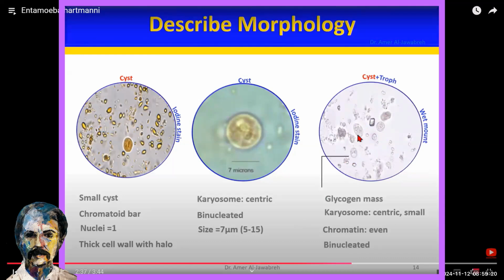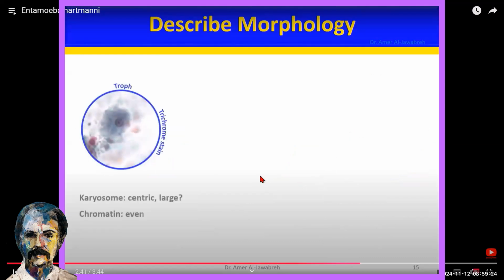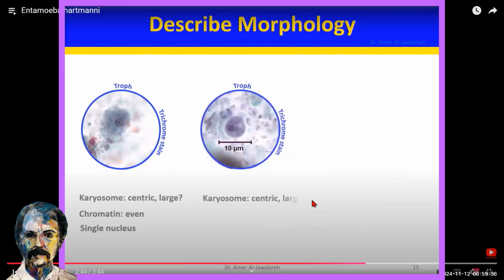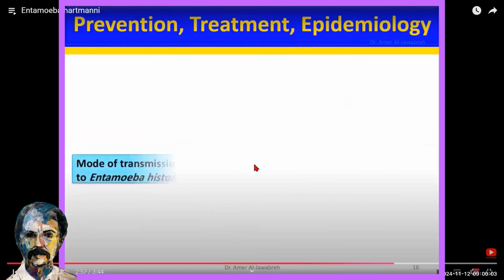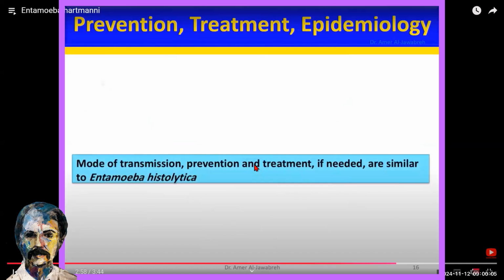Okay, chromatin is even here. This is a trophozoite, and you can see here one nucleus, karyosome in the middle, and evenly distributed chromatin. This is trichrome stain, the best stain for parasitology. The same here, karyosome in the middle, and there is the chromatin. The same here also. Three of them, they are trichrome stain. This is greenish here. This is almost purplish. Single nucleus all the time. This is the trophozoite.